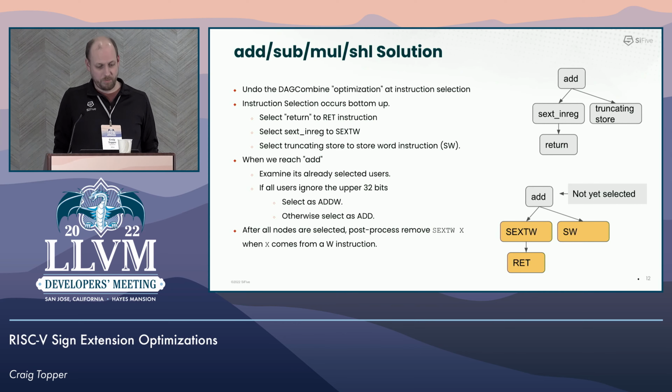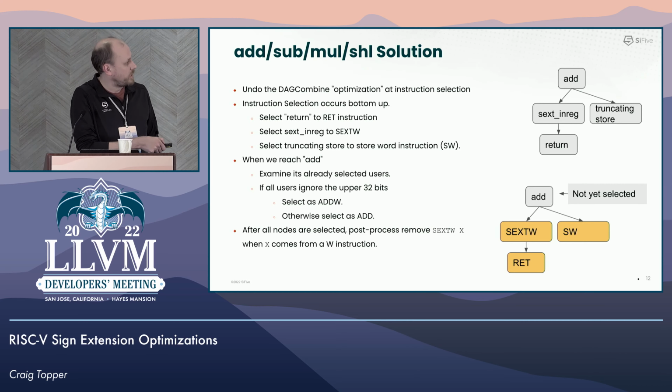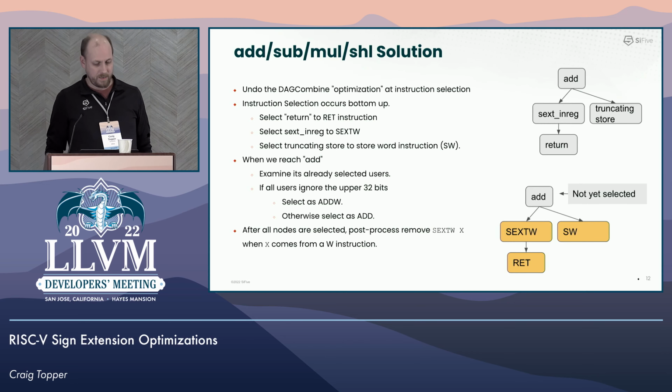So to improve the generated code, we try to undo this DAG combine optimization at the end of SelectionDAG during instruction selection. Instruction selection is done by starting at the end of the basic block and working backwards. So by the time we reach the add operation in this graph over here, we've already selected all of its users. And so we do a quick check by just looping over all the users, and if they're all an instruction that is known to ignore the upper bits, we can go ahead and select the add as add W instead of add. And then once we've selected the entire graph, we will go back through and look at all of the sign extend Ws, and if their input is an add W, we will just delete the sign extend W and replace the uses with the add W. This sort of reverses the SelectionDAG optimization.